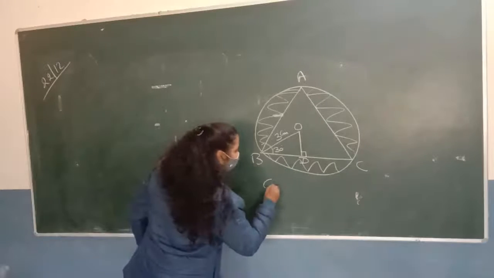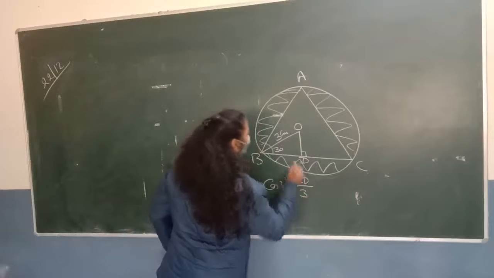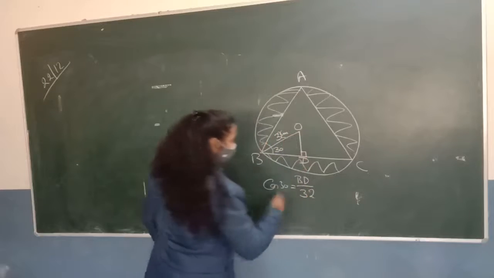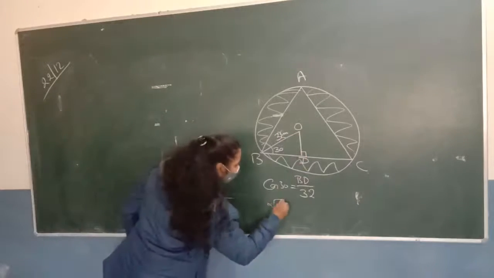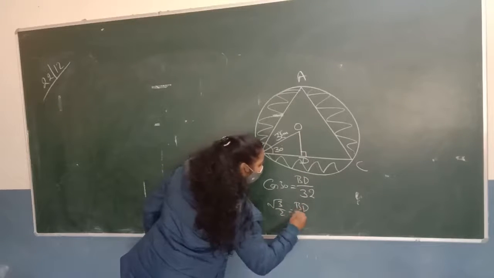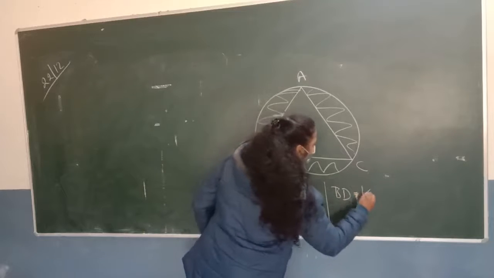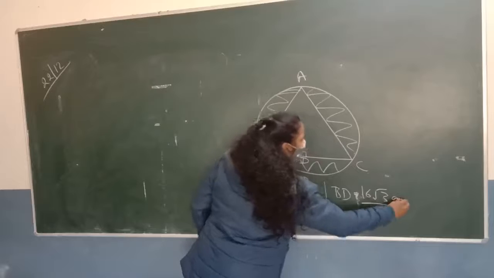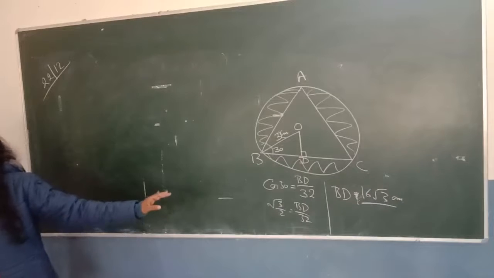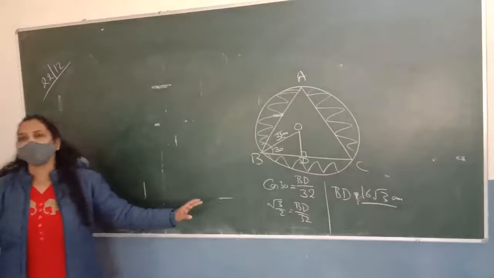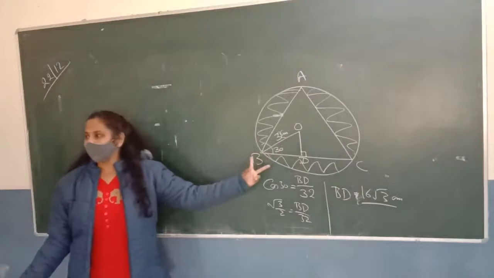So we can use cos 30 is equal to base BD upon hypotenuse, which is 32. What is the value of cos 30? Root 3 upon 2. Yes, good. Root 3 upon 2 is equal to BD upon 32. So what is the value of BD? BD is equal to 16 root 3 centimeter. Is it clear? This question is not in our syllabus now, but if you understand it, it is better; if not, there is no tension. So by using trigonometry, we can find the value of BD.